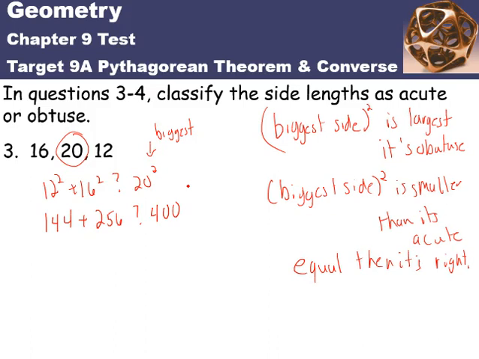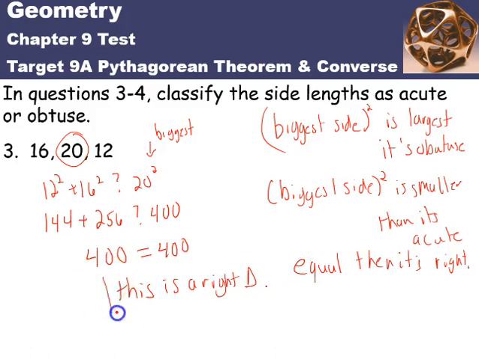16 squared is 256. Plus 144 is 400. Oh, sorry, and 20 squared is 400. So 144 plus 256 is 400. So the two sides are equal, so this is a right triangle, because the two sides are equal.